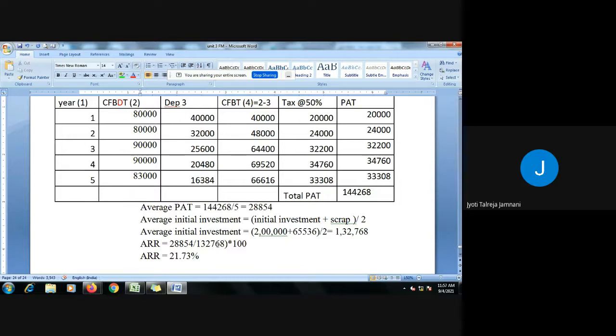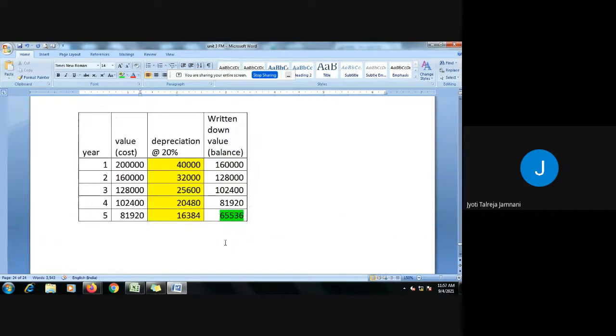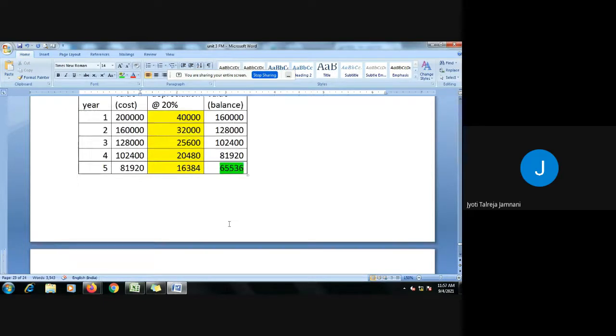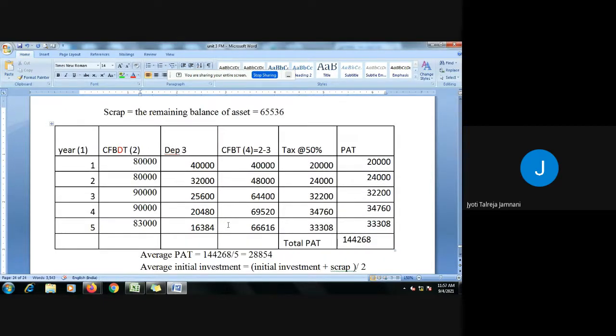And here in the question, it's not given, but when we did the depreciation working note, we found out that at the end, this much balance of the asset is remaining, which is going to be a scrap. Okay. And if they give you depreciation and tax rate, you have to just minus tax. Whatever you get is your profit after tax.